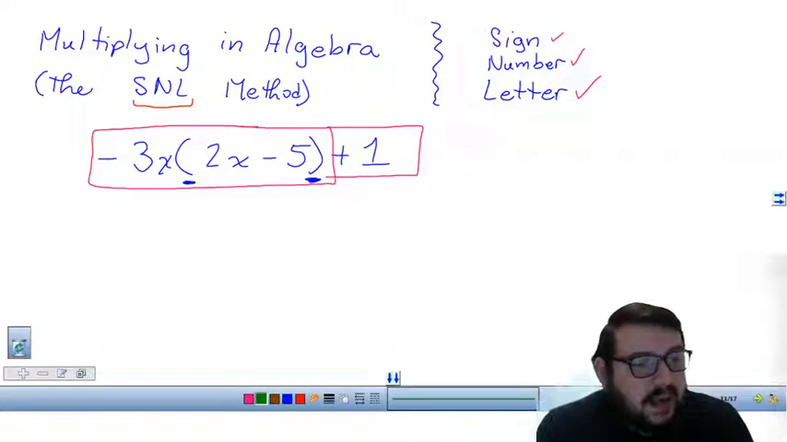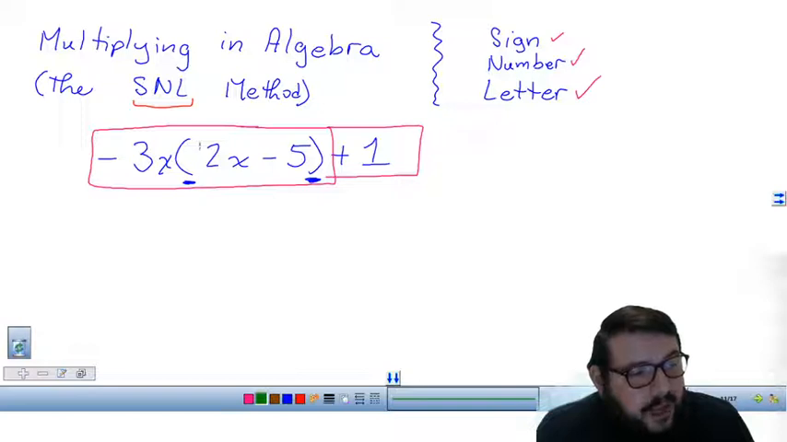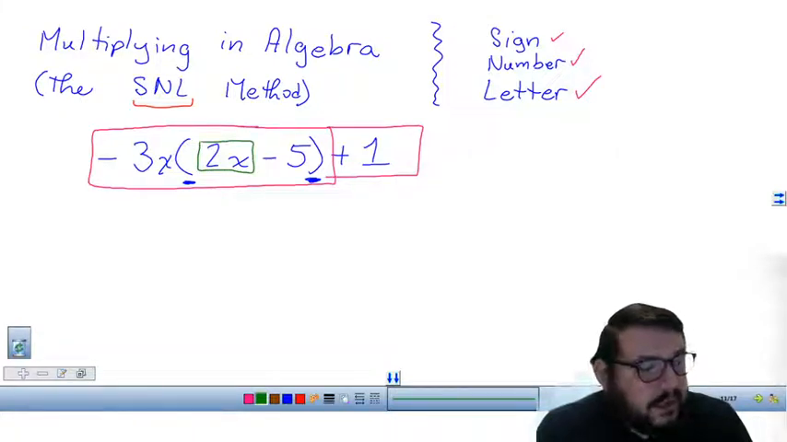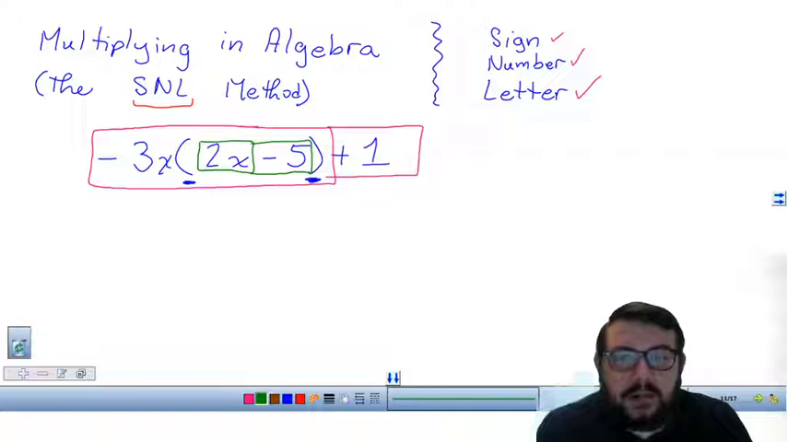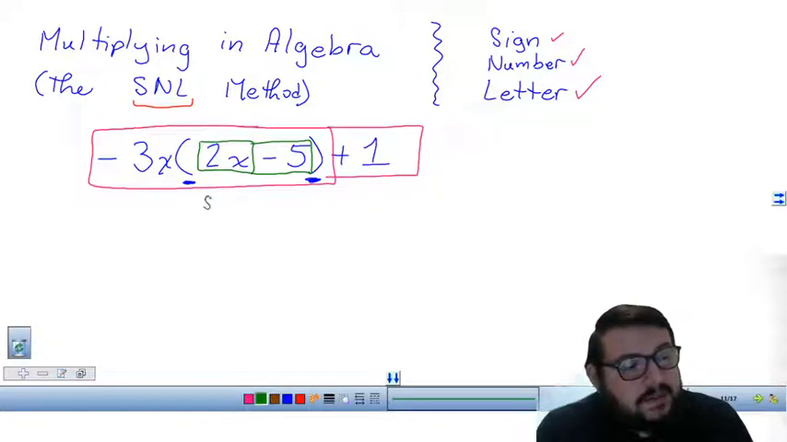So what I'm going to do is look inside the parentheses. Now, this is the method. I'm going to look inside the parentheses and identify the terms inside the parentheses. Now we haven't done that before, but that's part of the new method. Look inside the parentheses and see what are the terms inside those parentheses. Underneath those terms, I want you to write SNL, SNL. So each term gets its own little snail.